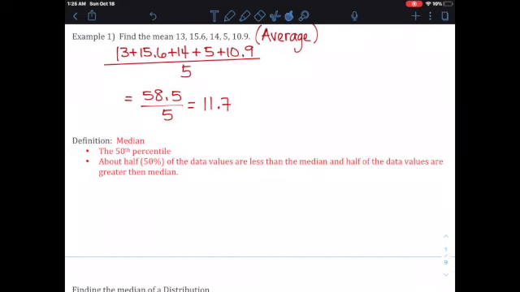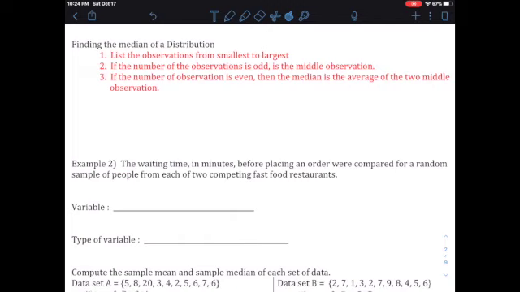The next definition we're going to talk about is median, M-E-D-I-A-N. The definition of median is the 50th percentile. That means about half of the data values are less than the median and half of the data values are greater than the median. Finding the median of a distribution.